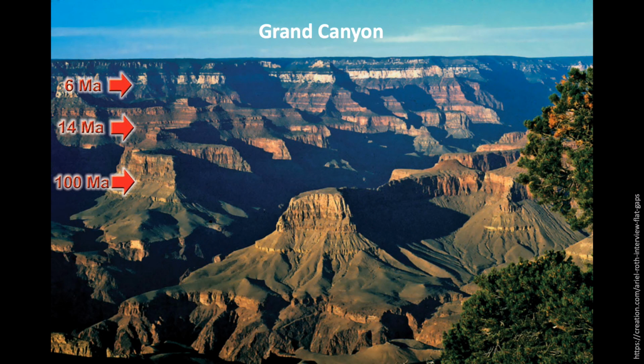We looked at Grand Canyon. We saw the paraconformities that don't have any erosion at that contact between the formations. These formations, the paraconformities, represent missing time up to 100 million years and no erosion between the layers.